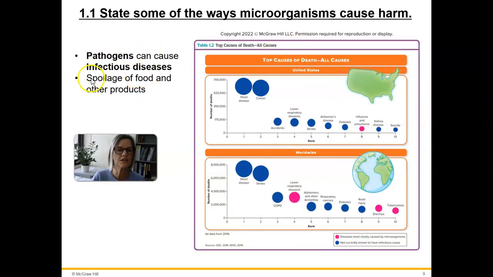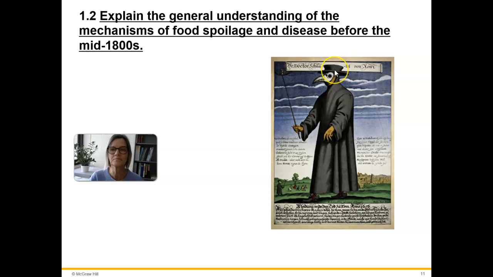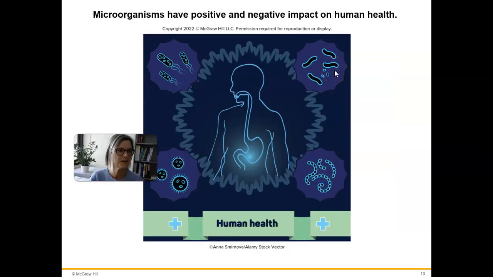Other ways microorganisms can cause harm is that they can spoil food and other products. So decomposition can be a good thing or a bad thing. I have it on here: microorganisms have positive and negative impacts on human health. There are certain microorganisms we want associated with our bodies, and there are others that cause diseases. And sometimes they're the same ones, which can be really confusing too. This is something that's going to come up a lot this semester. I'm going to end section 1.1 right there.